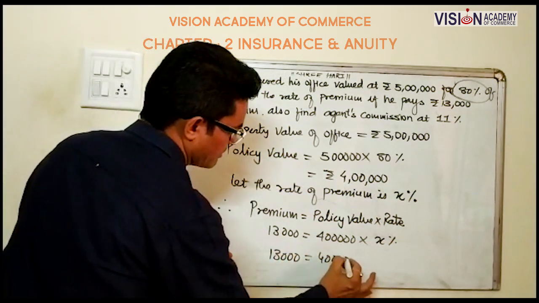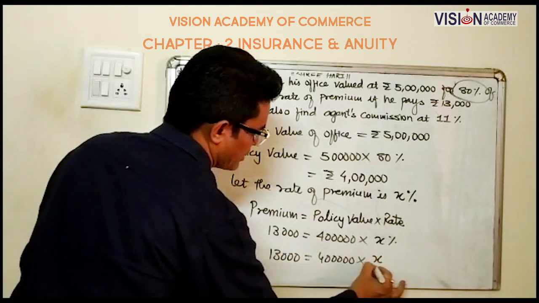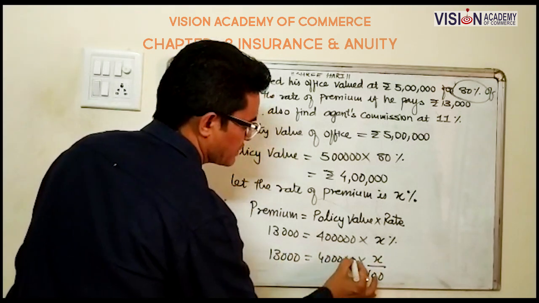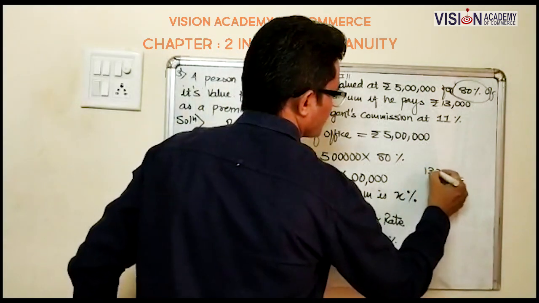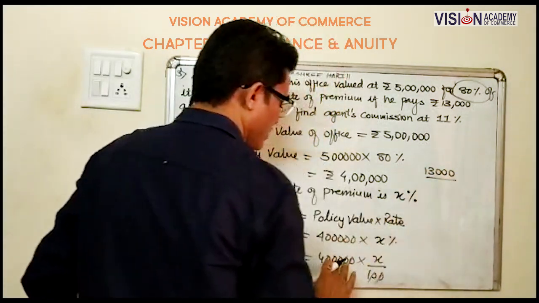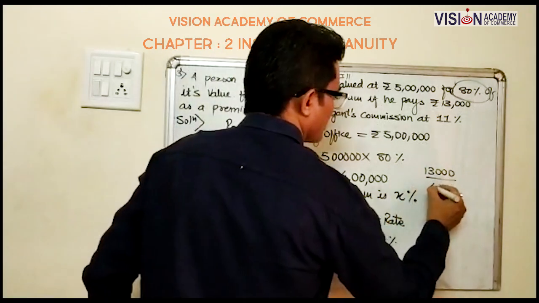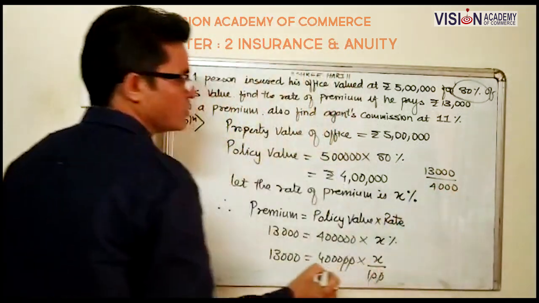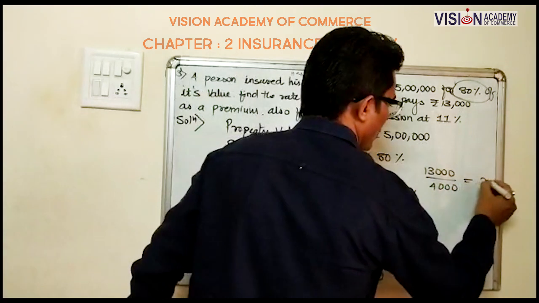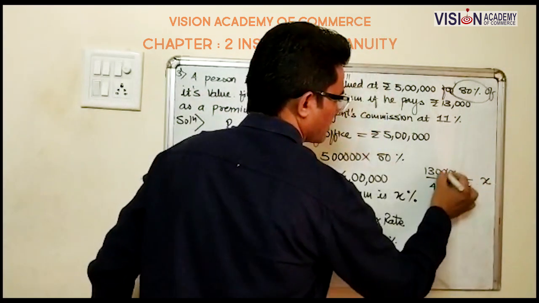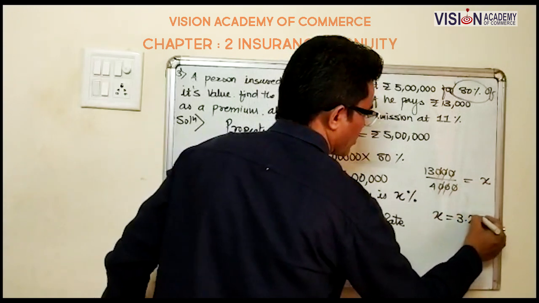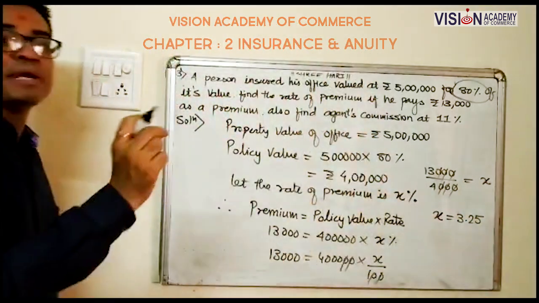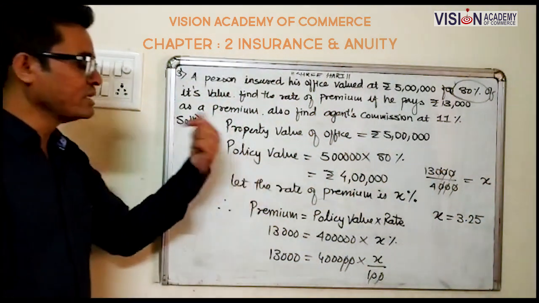13,000. 4 lakhs into X%, and the remaining part 13,000, and right to left 4,000 is equal to your X. So it comes to X is equal to 3.25, and if X is 3.25, what is our X?